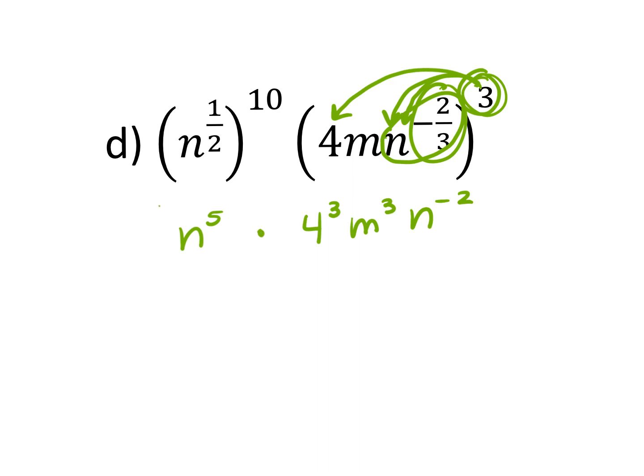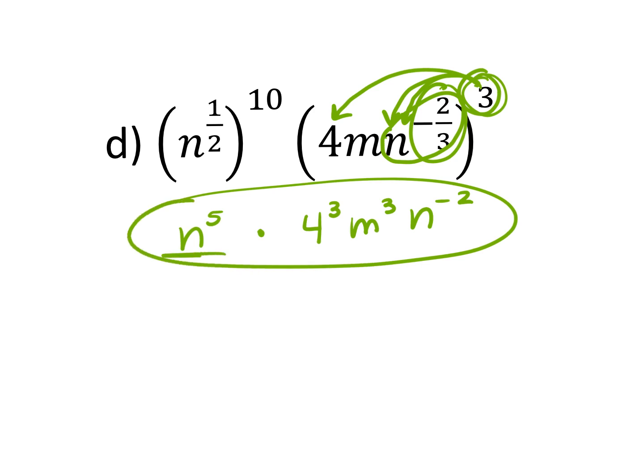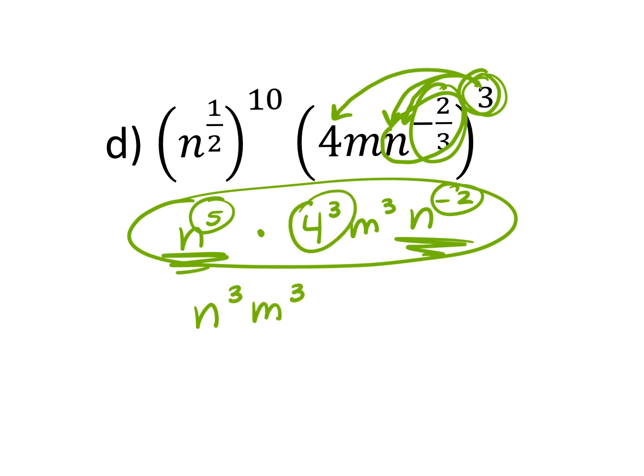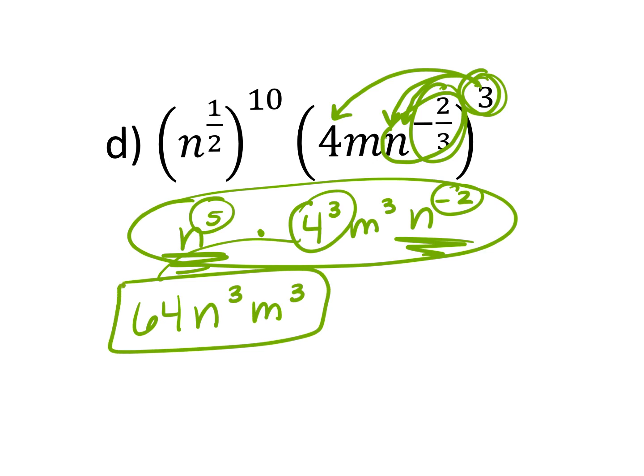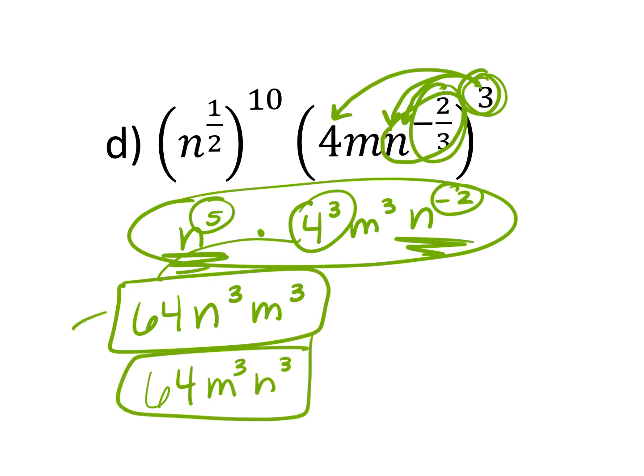So look at what you have. You have all of this right now. What can you do with those n's? You can add them together. So 5 plus negative 2 is 3. So n to the 3rd, m to the 3rd. Did anyone plug in 4 to the 3rd? 64. I'm going to put that out in front. We always put the number out in front. I typically put it in alphabetical order, so I would probably write it 64 m to the 3rd, n to the 3rd, but either one of those is just fine. Okay.